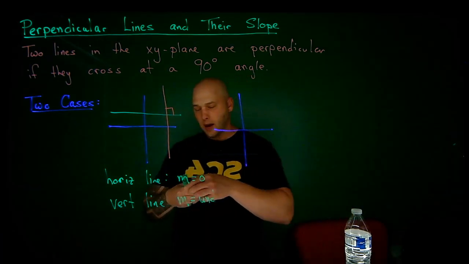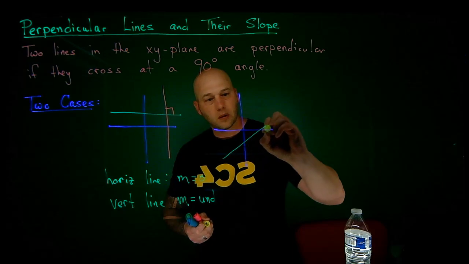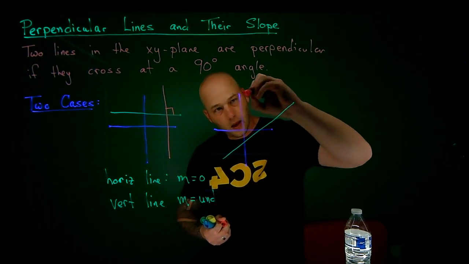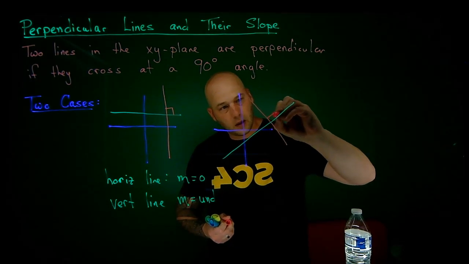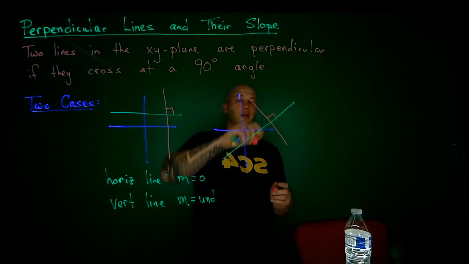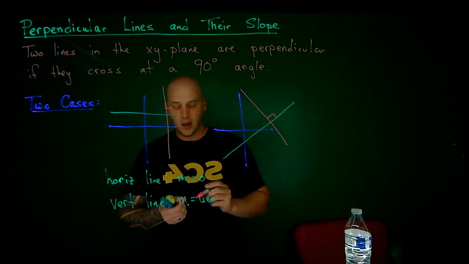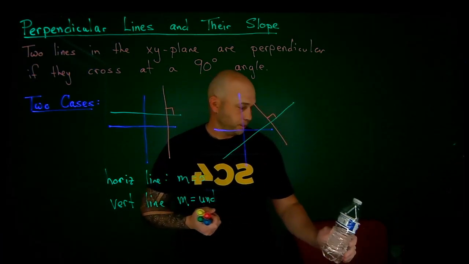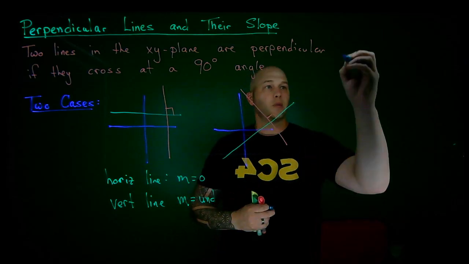Okay, what about the other case? What about when I have a line that looks like this, and then a line perpendicular to that, and once again they cross at a 90-degree angle. What I want to investigate is the relationship between the slopes of those two lines in this second case. So I'm going to draw this a little bit bigger over here.